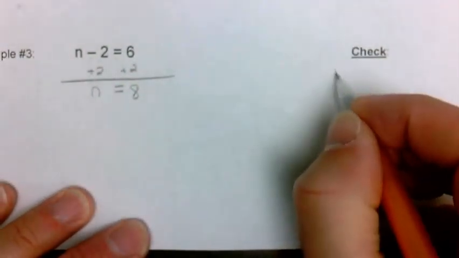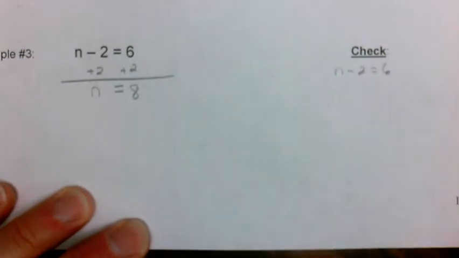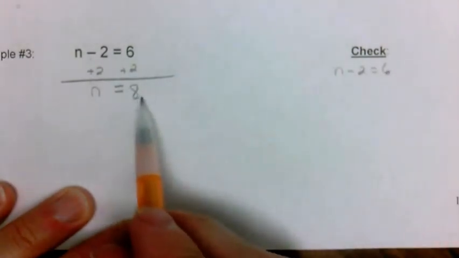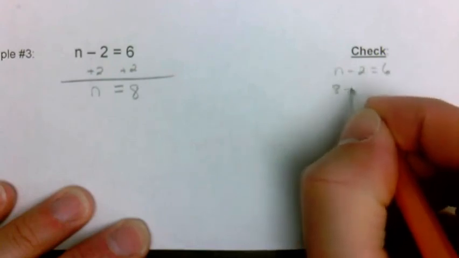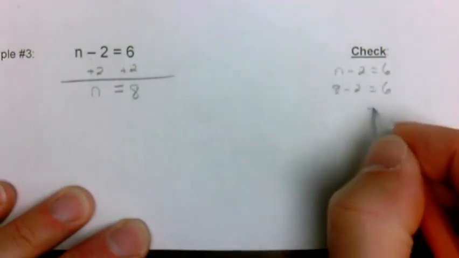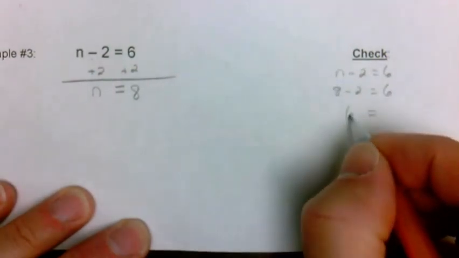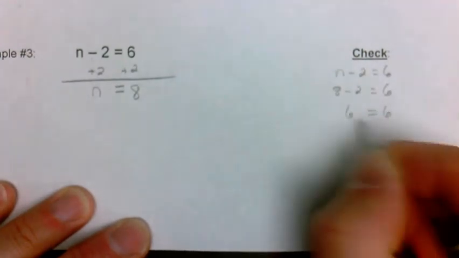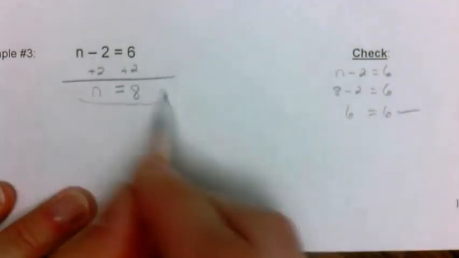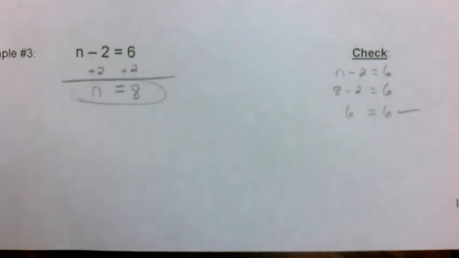Let's make sure with our check. Rewrite the equation. N minus 2 equals 6. Substitute in your value. We think n is 8. 8 minus 2. And now when we evaluate that, 8 minus 2 is 6. On the right side, that is 6. 6 equals 6 is always true. So we know that n has a value of 8.